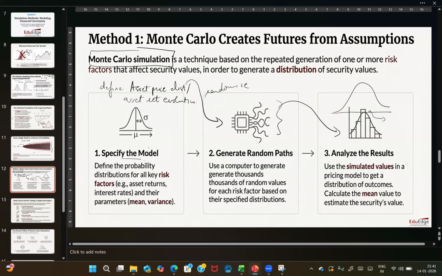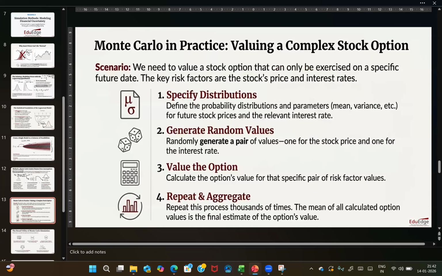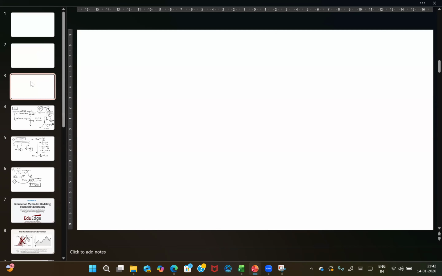So in a lot of places, Monte Carlo simulation is used. We will look at some of the specific examples where this could be used. So Monte Carlo simulation in practice is very heavily used to value complex options or derivatives which ideally do not have analytical solutions. For instance, if I want to value a path dependent option, for instance.